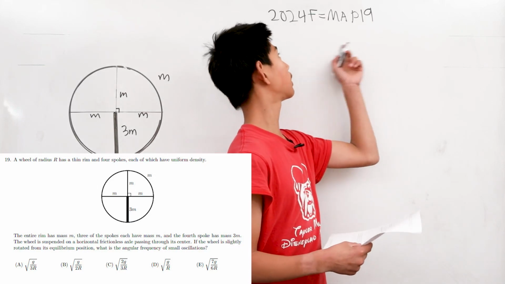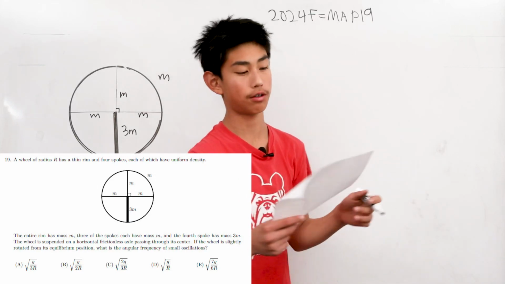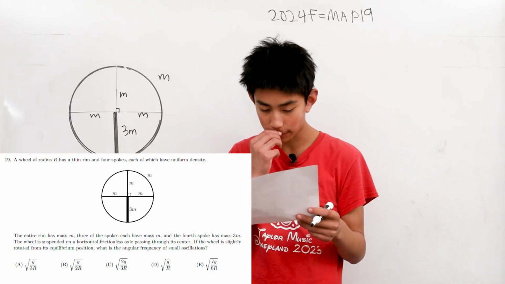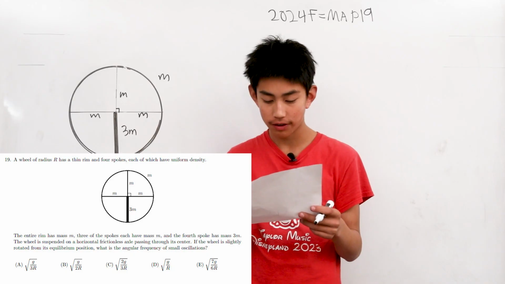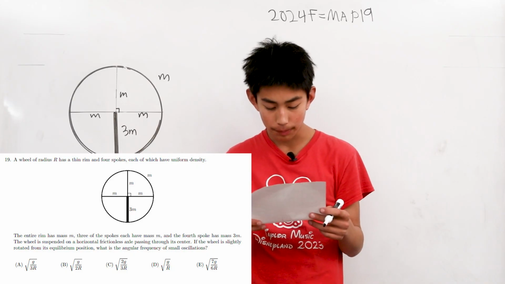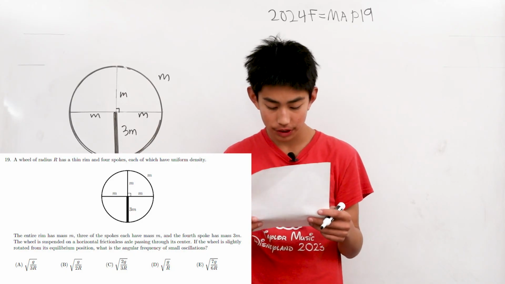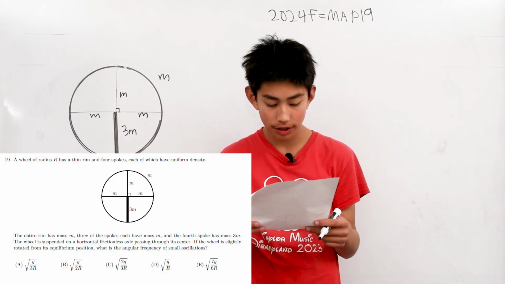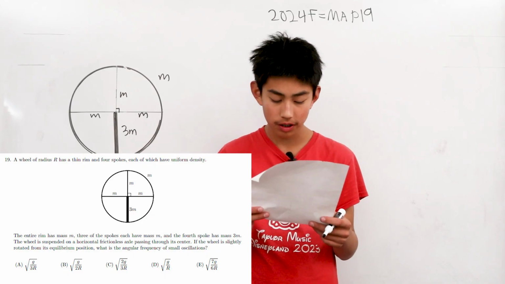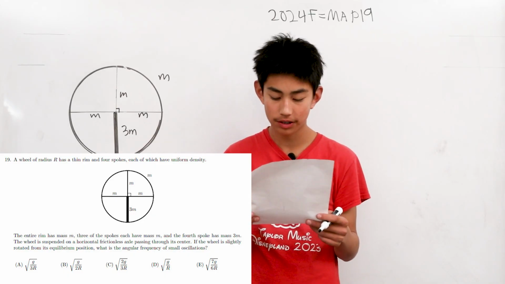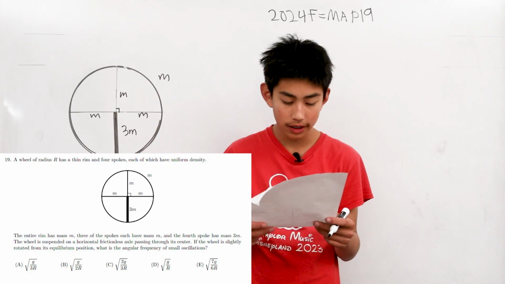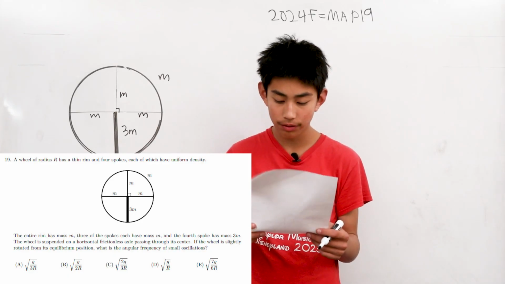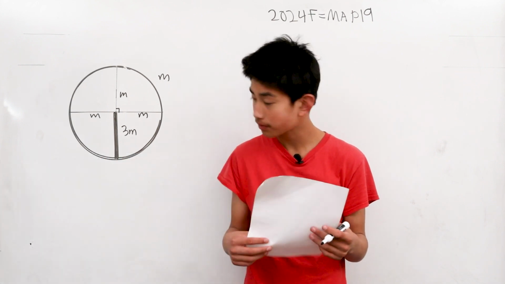We're solving problem 19 from the 2024 F equals MA exam. A wheel of radius r has a thin rim and 4 spokes, each of which have uniform density. The entire rim has mass m, 3 of the spokes each have mass m, and the fourth has mass 3m. The wheel is suspended on a horizontal frictionless axle passing through its center. If the wheel is slightly rotated from its equilibrium position, what is the angular frequency of small oscillations?